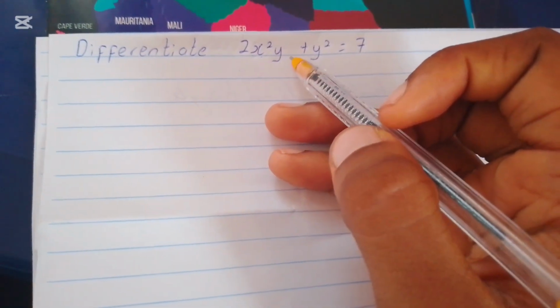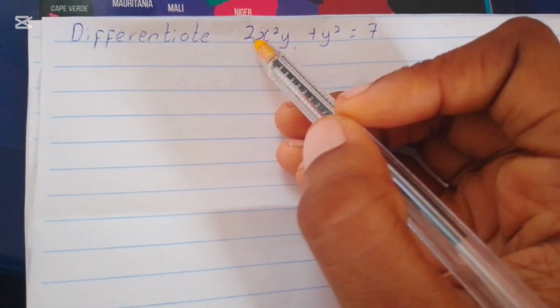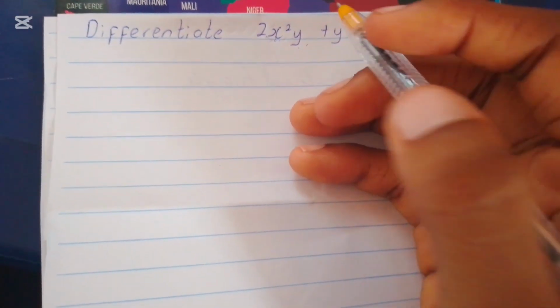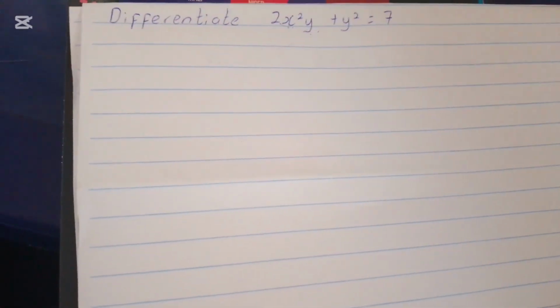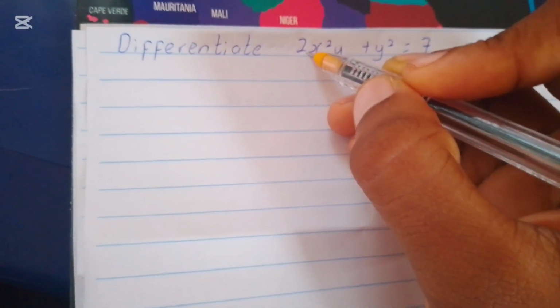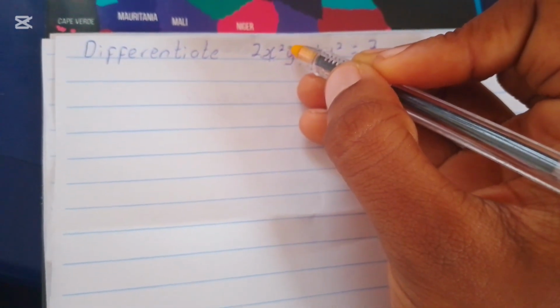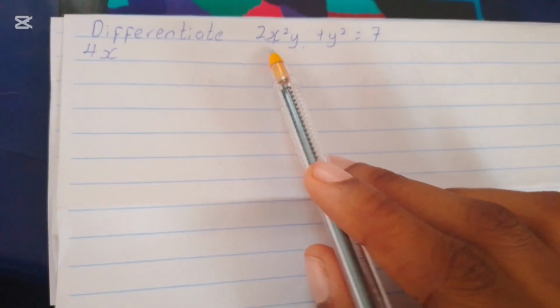So let's do what I'm trying to say. We have 2x squared y. Let's take 2x squared as one function, that's the function of x, then y as well, the function of y. So like I said, you differentiate x, leave y constant, then differentiate y, leave x constant. Now, let's differentiate x. Differentiating 2x squared, if you bring down the power 2, this will give us 4x. That's differentiating 2x squared. Remember, you leave y constant.